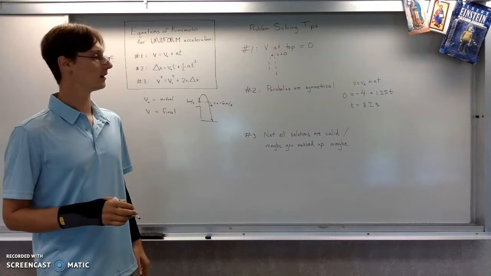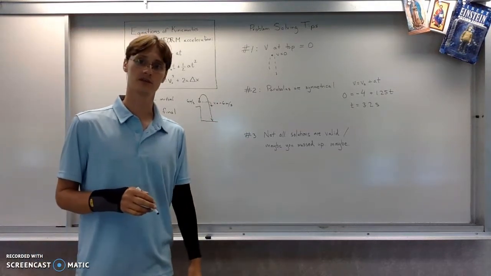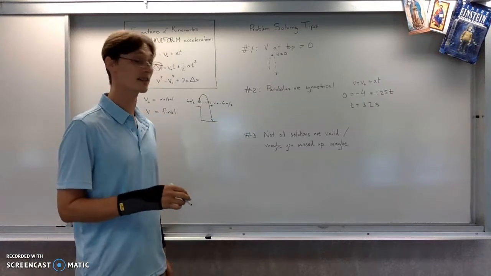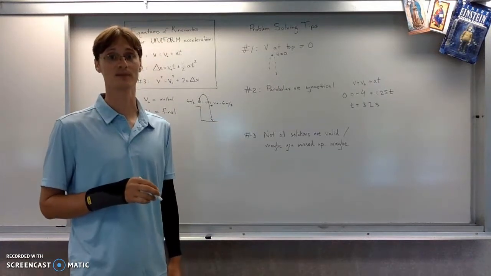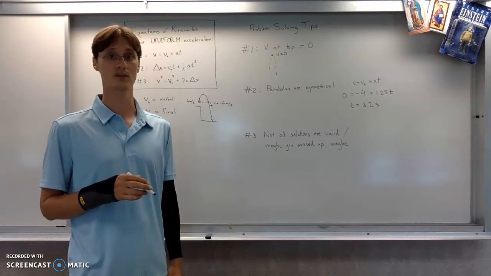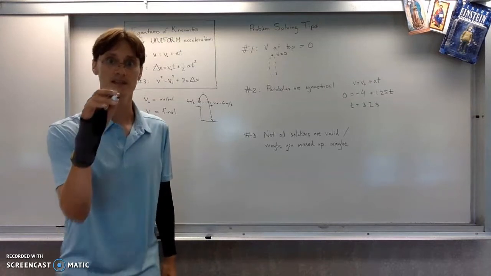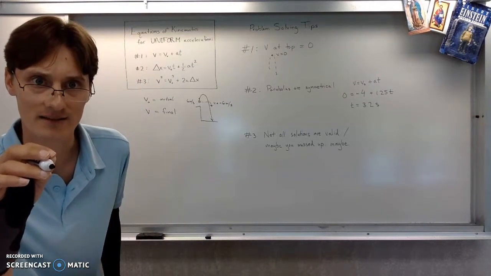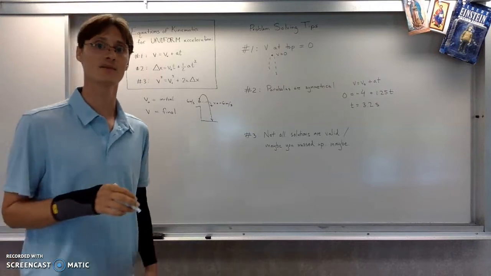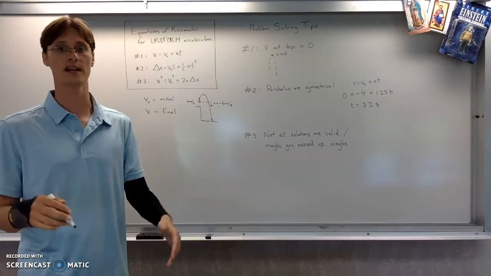Okay? All right. Third thing, not all solutions are valid. Sometimes that means that you screwed up. If you get no valid answers and you know that there's a solution to this problem, that would mean that you messed up somewhere, and usually it's the signs. I mean, like 9 out of 10 times. You have something negative that should be positive, or positive that should be negative.